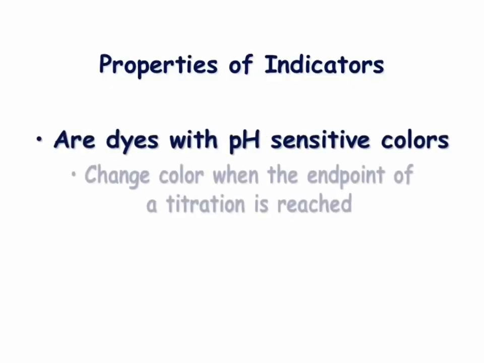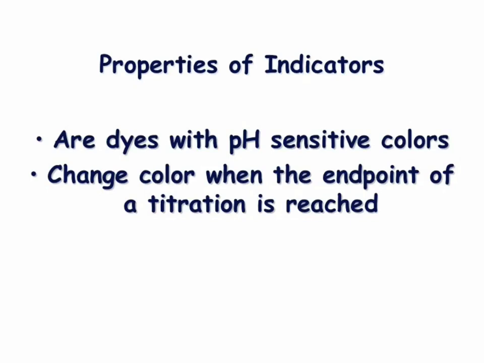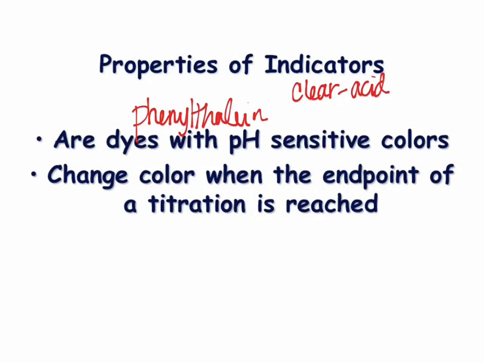So some indicators. What we're going to talk about are indicators. These are just dyes that are going to change color when they change pH. There's all different types of indicators. One common one that we use is called phenolphthalein. And phenolphthalein is clear or colorless when it's in an acid situation. And then when it is in a basic situation, it changes pink.